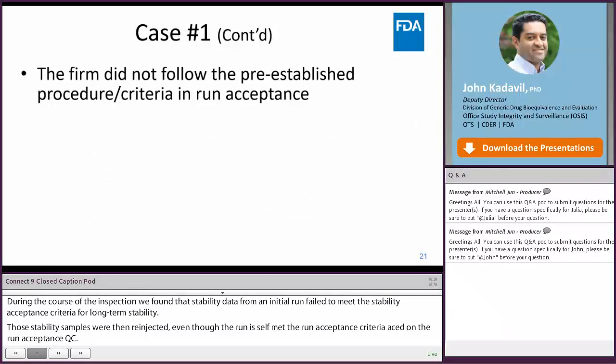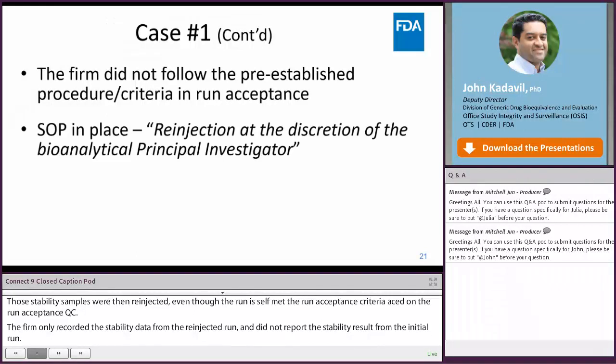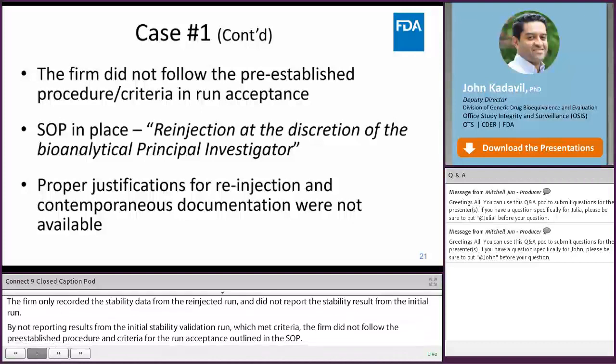By not reporting results from the initial stability validation run, which met run acceptance criteria, the firm did not follow their pre-established procedures and criteria for run acceptance outlined in their SOP. The bottom line is that proper justification for re-injection and contemporaneous documentation for re-injection were not available.